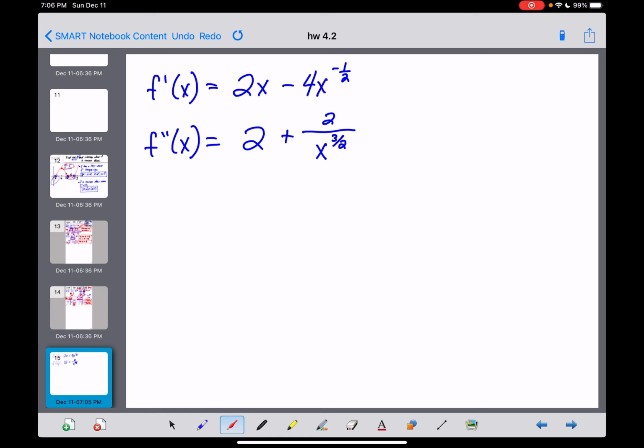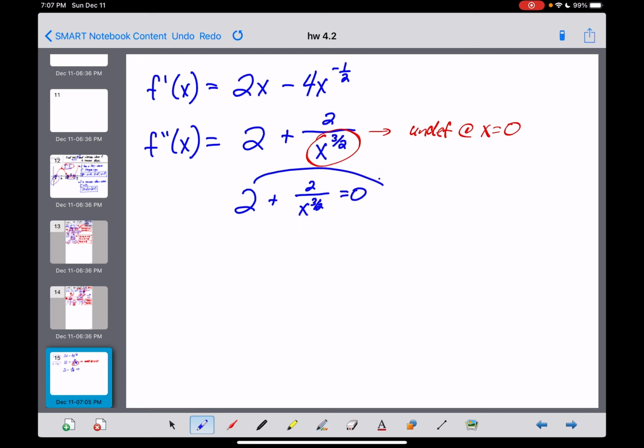And as far as being undefined goes right here, we can't let a denominator equal 0. So we are undefined at x equals 0. Got it. And as far as it equaling 0, I don't think that's going to happen. If we took 2 plus 2 over x to the 3/2 power and set it equal to 0, I'd probably bring this 2 to the other side to get started. 2 over x to the 3/2 would equal negative 2.